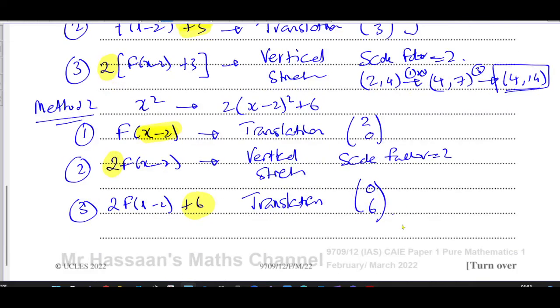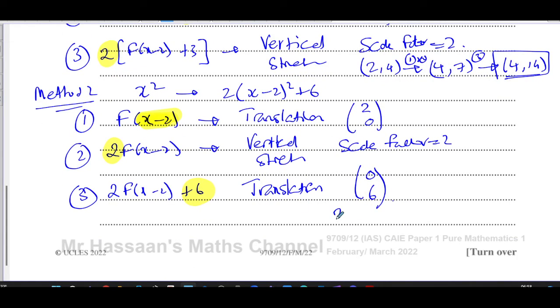Let's see what happens if we do it in this way. It should give us the same thing. We'll start with (2, 4), a point on y equals x squared. The first thing we do is translate 2 to the right, so the x coordinate becomes 4. You end up with (4, 4) after the first thing. The second thing we do is a vertical stretch of factor 2, so we multiply the y coordinate by 2. We end up with (4, 8). The third thing we do is translate 6 units upwards, so you add 6 to the y coordinate. You end up with (4, 8 plus 6), which is 14. As you can see, we end up in the same place.